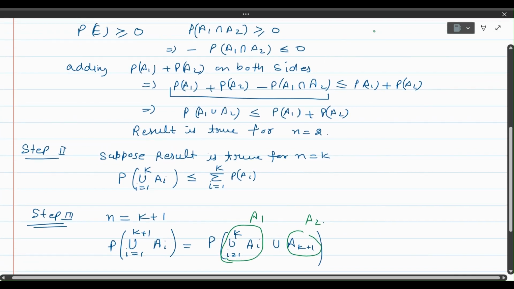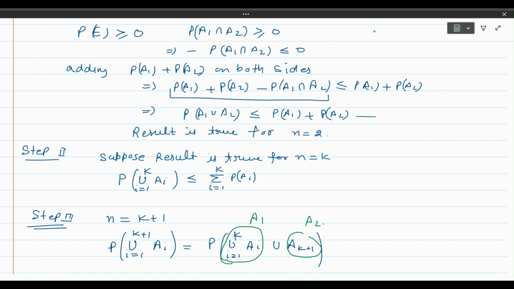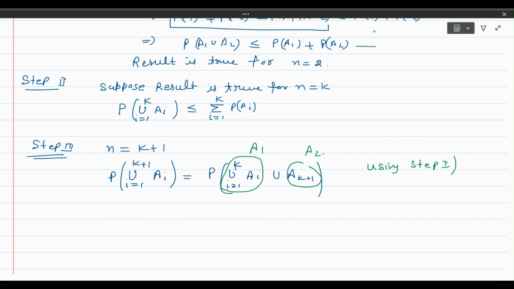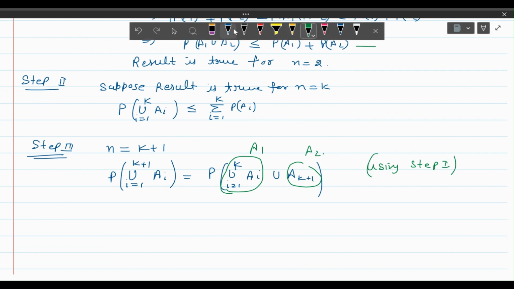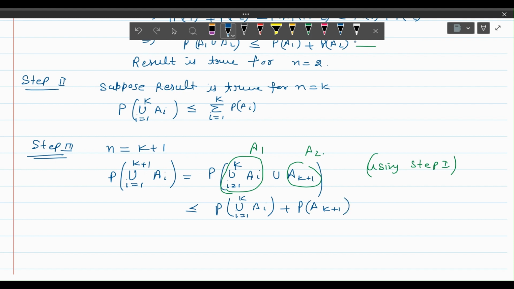From step number 1, if we have two events, then the probability of their union is less than or equal to the sum of their probabilities. Using step number 1, I can write this union is less than or equal to the probability of the union, i from 1 to k, of ai plus the probability of a k plus 1. We just wrote this union in place of a1 and a k plus 1 in place of a2.